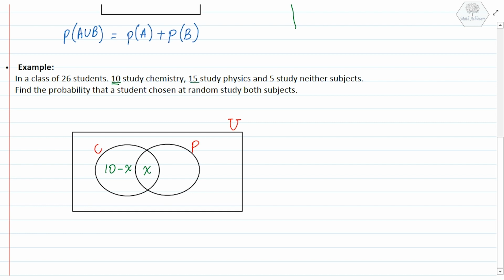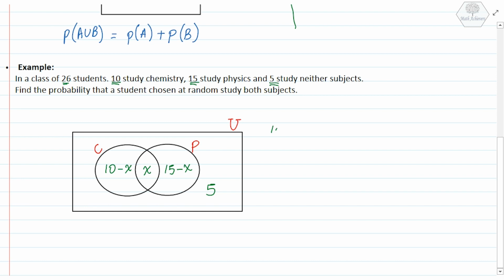I repeat the same process for physics. All the students who study physics are 15. So those who study physics only are 15 minus X. And students who study neither subject, which are outside, are 5. Now, in order to find the value of X, I simply need to add up all these values inside and make them equal to 26.